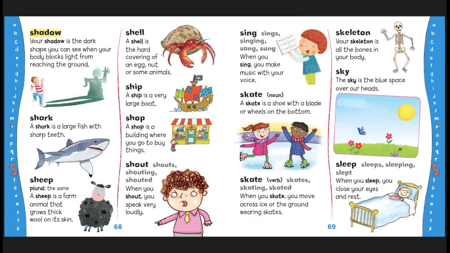Shadow. Your shadow is the dark shape you can see when your body blocks light from reaching the ground. Shark. A shark is a large fish with sharp teeth. Sheep. Plural, the same. A sheep is a farm animal that grows thick wool on its skin.